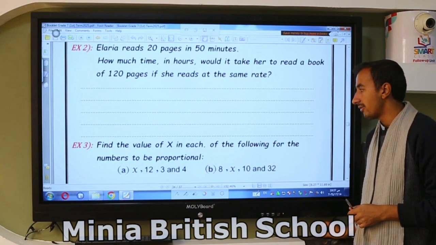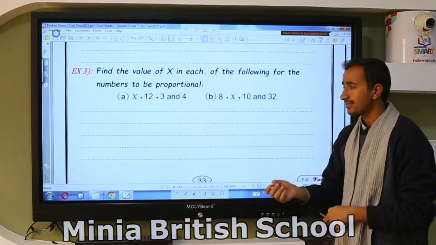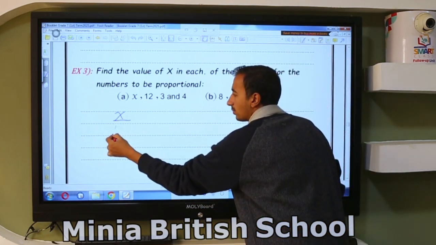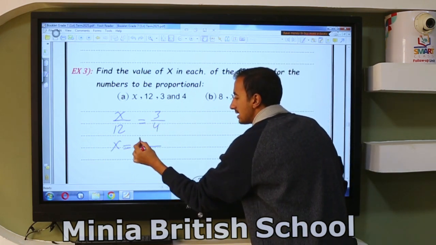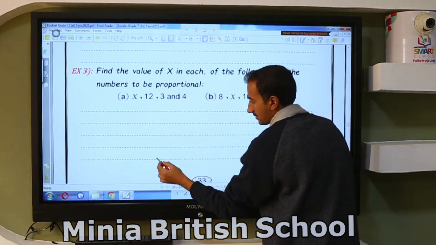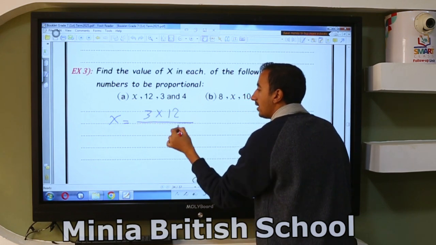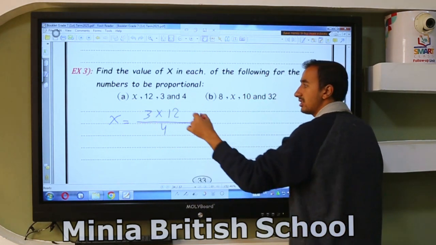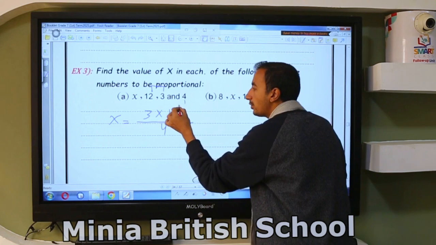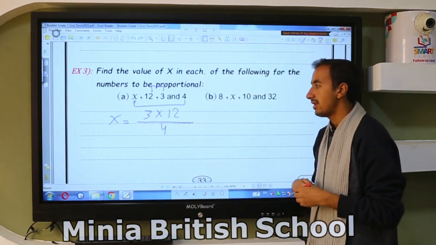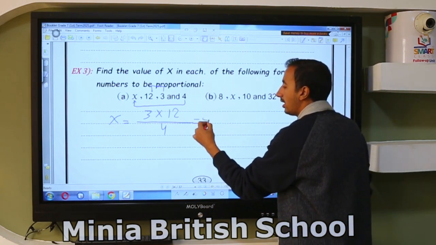Number 3. Find the value of x in each of the following. Here I have the proportion x, 12, 3 and 4. So x over 12 equals 3 over 4, so x equals 3 times 12 over 4. In another strategy, the product of means, 12 and 3, equals the product of extremes. So 4x equals 3 times 12, so x equals 3 times 12 over 4. 36 divided by 4 equals 9.